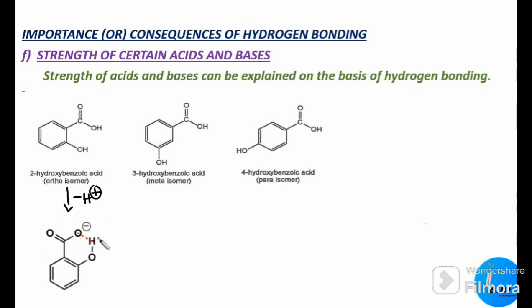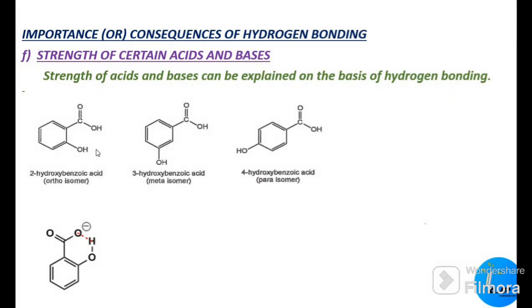But such stabilization is not possible in meta or para isomers. That's the reason salicylic acid is stronger when compared to meta and para, because after giving up H plus ions, the ion formed by the acid should be in a stabilized form. Whereas in the case of meta or para, it is not possible. Can you understand? Thus the strength of the acid is explained on the basis of intramolecular hydrogen bonding. Can you understand? Next we shall see the unique properties of ice.